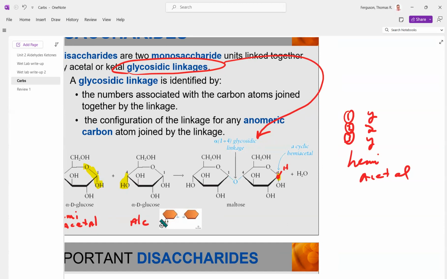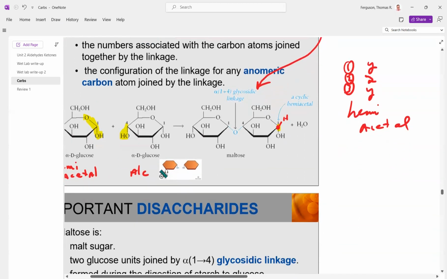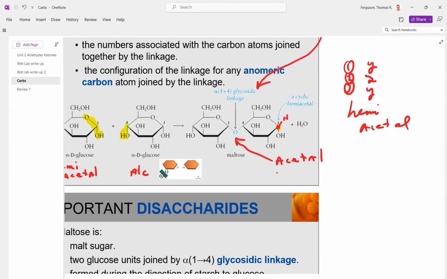So anywhere on that carbohydrate, if you have a hemiacetal, it's a reducing sugar because it opens up to the aldehyde. Aldehydes are easily oxidized. And this is the acetal, and then this would be the hemiacetal. So maltose, we're going to find our disaccharides will sometimes have a combination of acetals and hemiacetals.